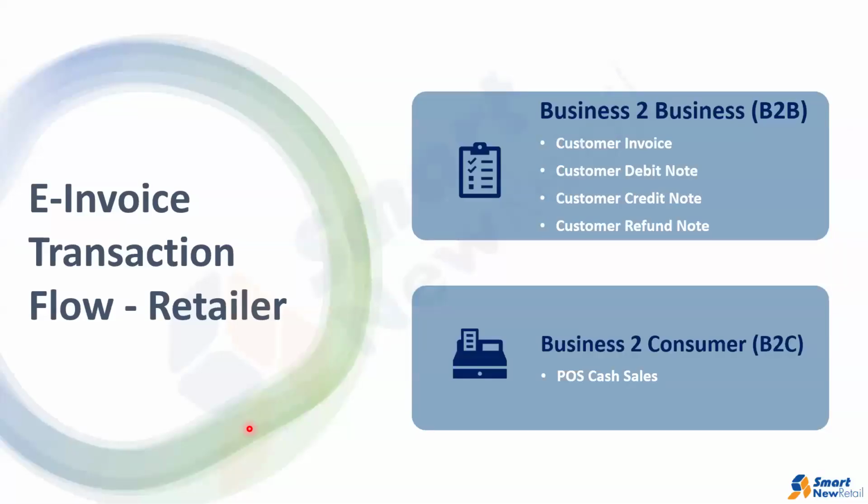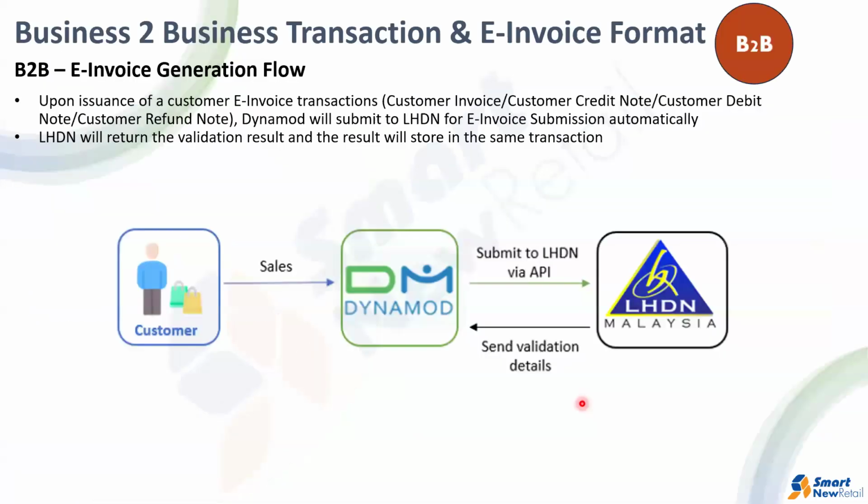Okay, so for the e-invoice transaction flow for retailers, this is how you handle B2B transactions and B2C transactions. For B2B transactions, basically when the sales come in, you key in the sales in our Dynamod and then use our Dynamod to submit to LHDN. LHDN will return the data to let you know whether the invoice you submitted is approved. But sometimes when you submit the invoice to LHDN, their server is busy, so you will not get the result directly. It will show validating, still pending. It's okay, you can check back later after half an hour, 1 hour or more and see the latest status.